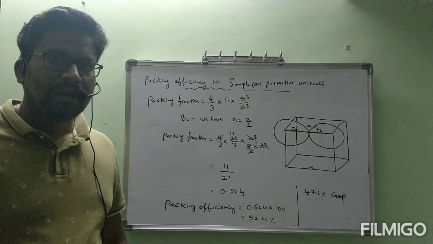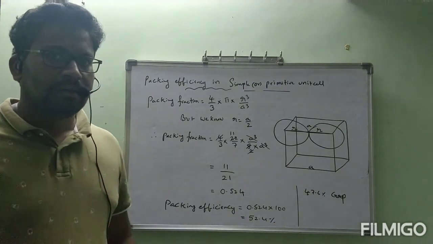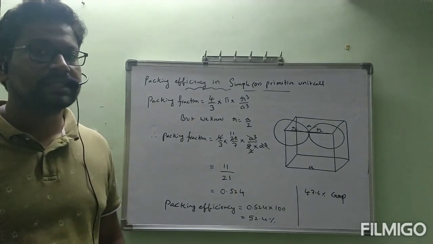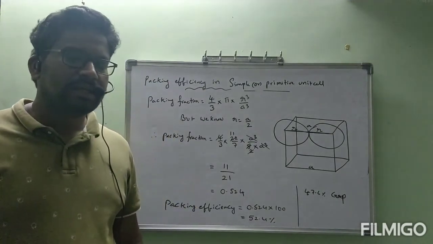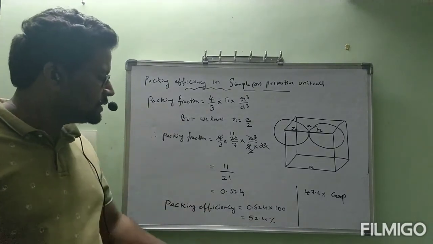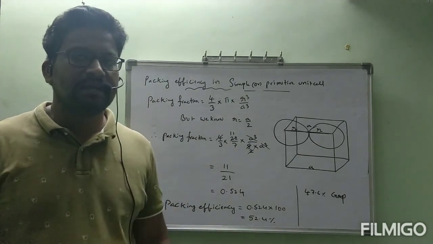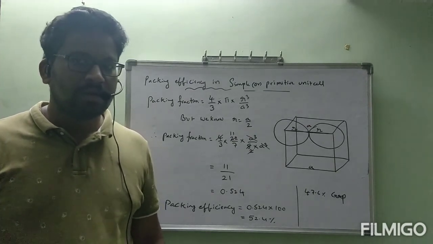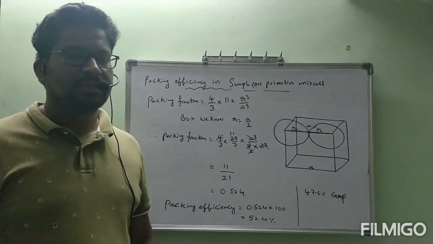Out of these 3, in which unit cell are the particles packed more effectively? That is face-centered unit cell. In face-centered unit cell, almost 74% or 75% will be occupied by particles. In body-centered, we observe 68%, and in simple or primitive unit cell, it is only 52.4. Because of the number of particles, automatically we can understand. More particles are present in face-centered unit cell, so packing efficiency is more. When the number of particles decreases, packing efficiency also decreases.